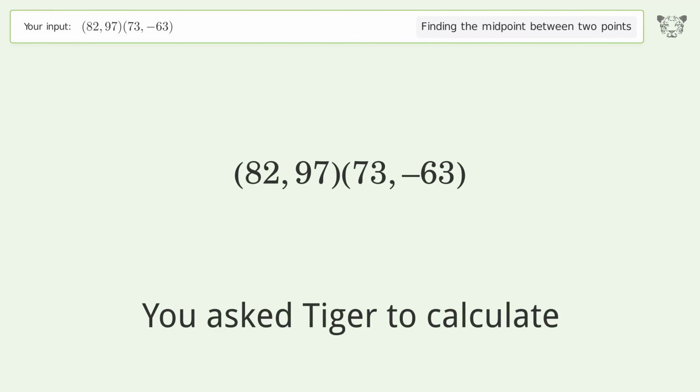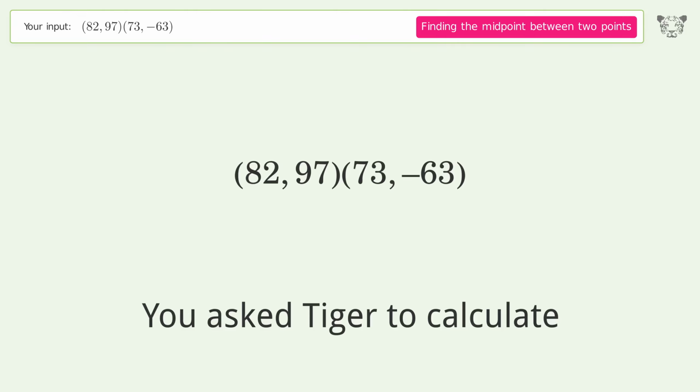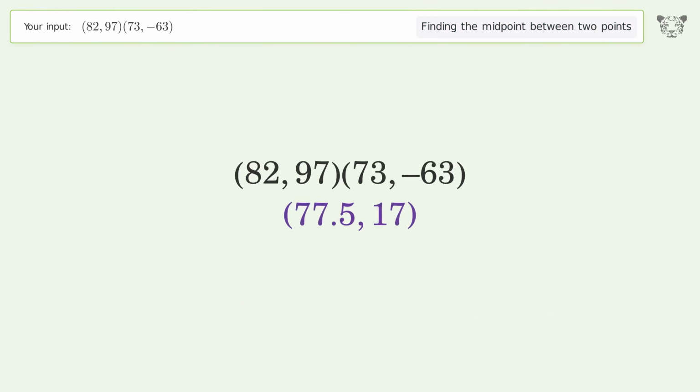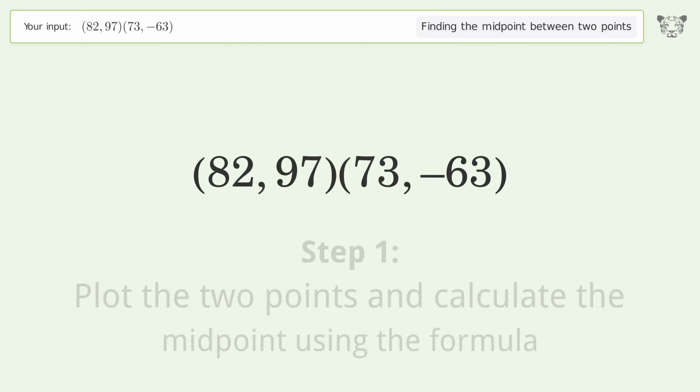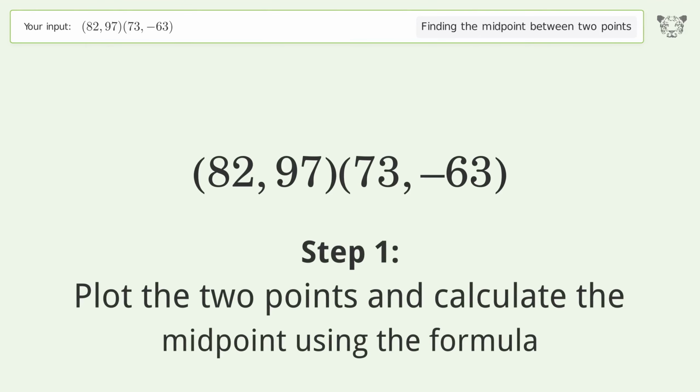You ask Tiger to calculate. This deals with finding the midpoint between 2 points. The midpoint between the 2 points is 77.5, 17. Let's solve it step by step. Plot the 2 points and calculate the midpoint using the formula.